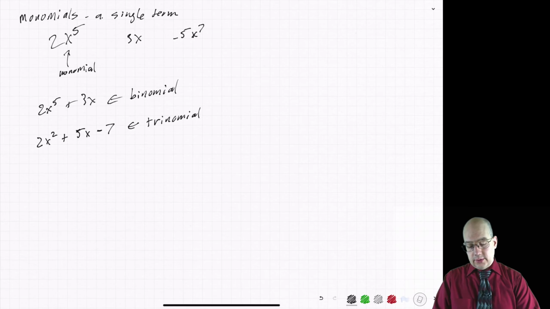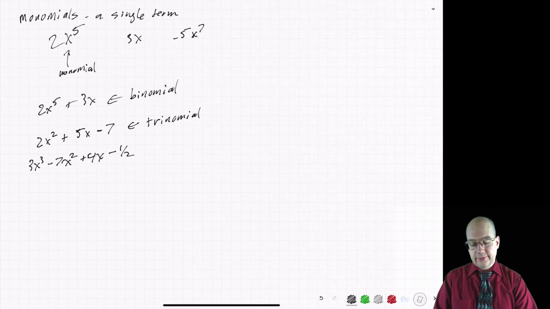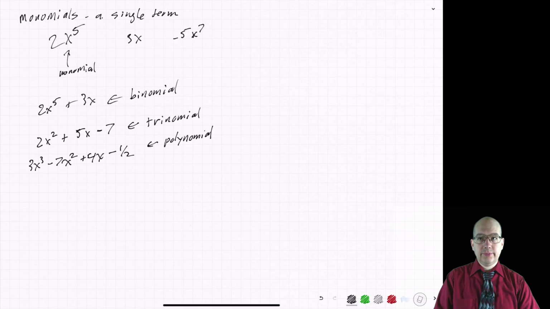And then there's polynomial, which is any of those, but mostly when you have more than those terms. So 3x cubed minus 7x squared plus 4x minus 1/2. That's a polynomial. All right.